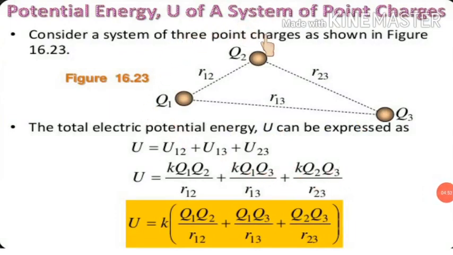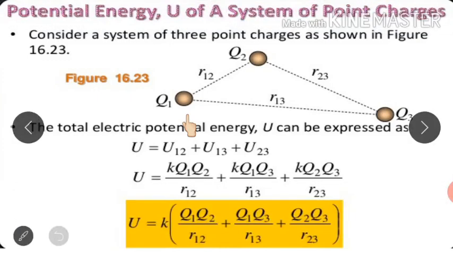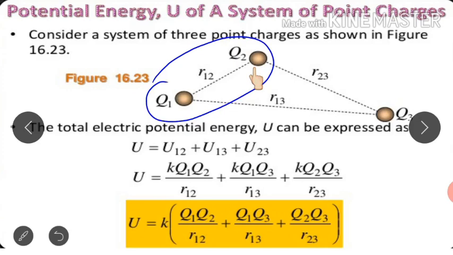We have already discussed the electrostatic potential energy of a system of two charges. Suppose we talk about these two charges Q1 and Q2. We already know the electrostatic potential energy for a system of two charges. So directly we can write that the electrostatic potential energy of these two charges is K Q1 Q2 upon R12. This we have already derived.